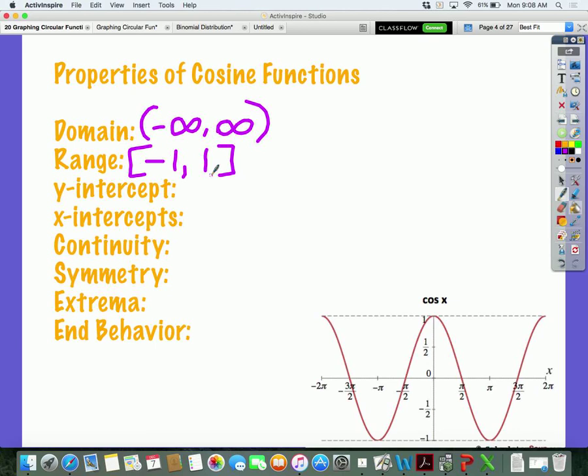I have a y-intercept where? 1, 0. Careful, it's 0, 1. And I have x-intercepts everywhere: negative 3 pi over 2, negative pi over 2, pi over 2, 3 pi over 2. It's every pi, not 2 pi. So it'd be pi over 2 plus n pi, where n is what? Integers.